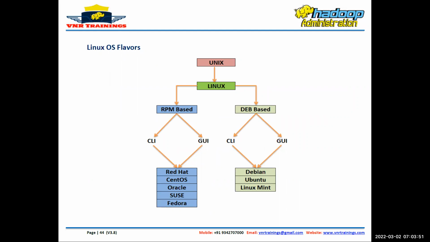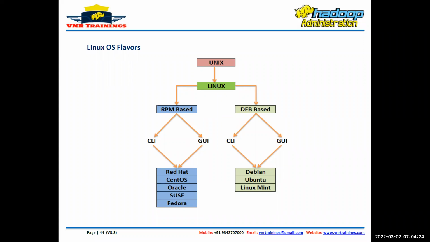We need to understand what is Linux and how it works. Linux is a kind of OS, a kind of kid from Unix actually. In Linux, we have two kinds of Linuxes: RPM based Linux and Debian based Linux. Again, for each of RPM and Debian based Linux, we have CLI and GUI modes actually.